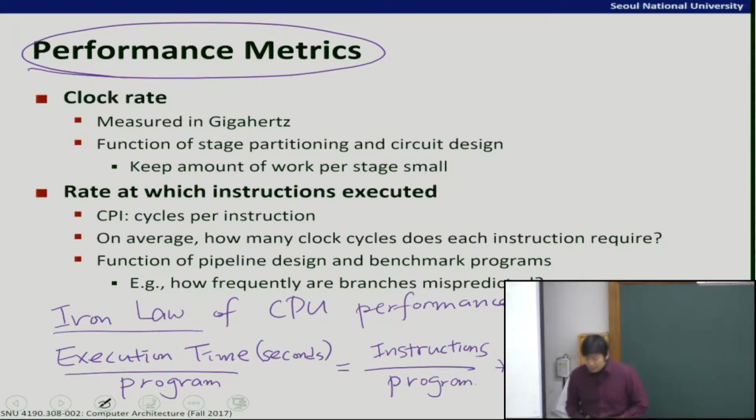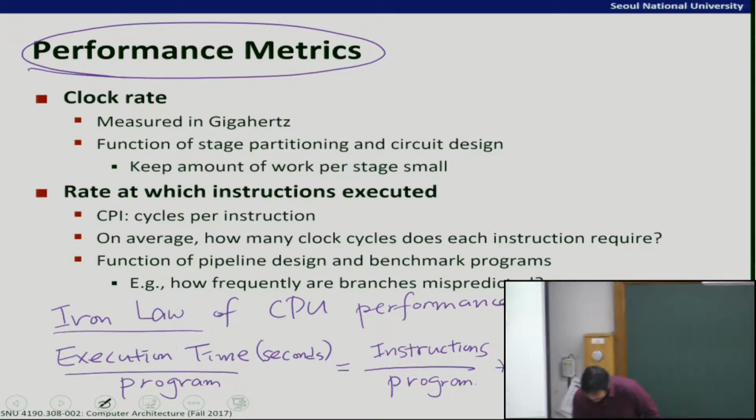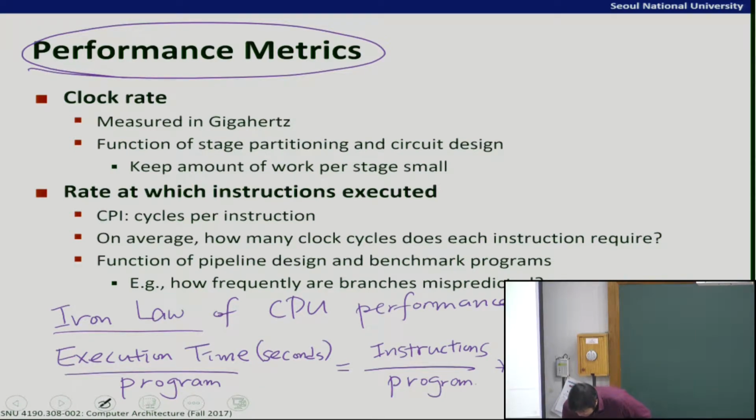And the final term. Can anyone guess what the final term is? How can we get the execution time of your program? What will be the last term? Time of a second? Cycle, that's right. Cycle time. This is cycle time, meaning seconds per cycle.